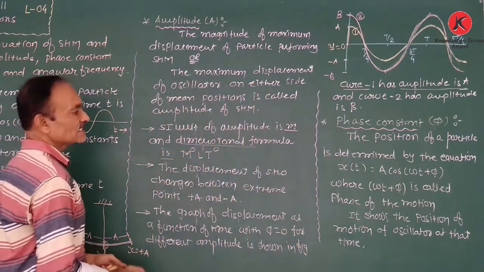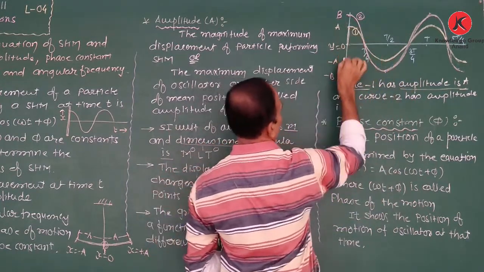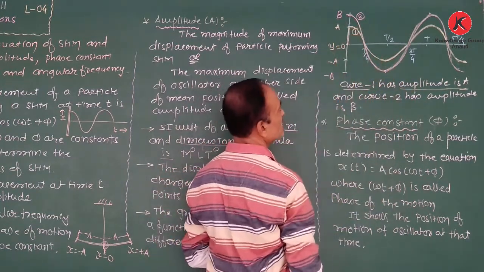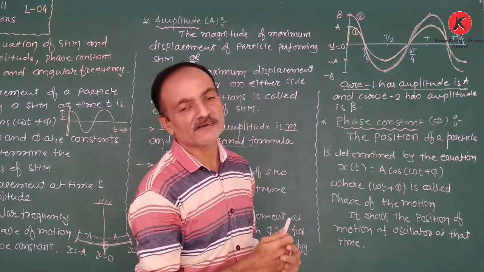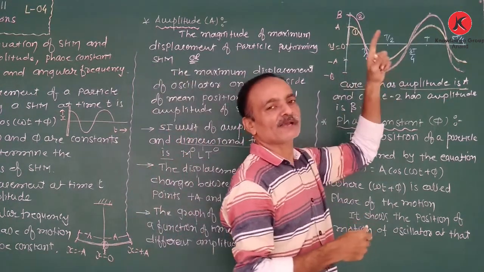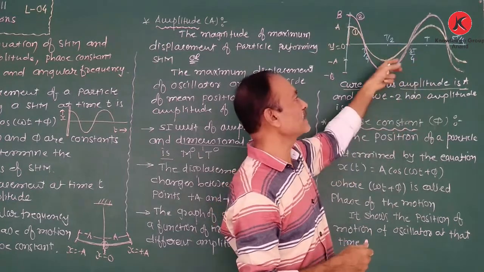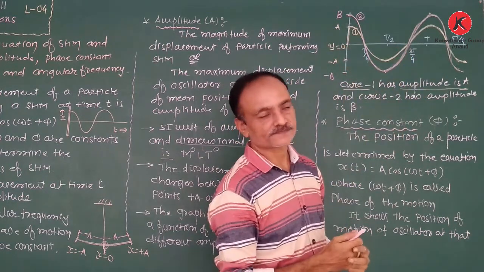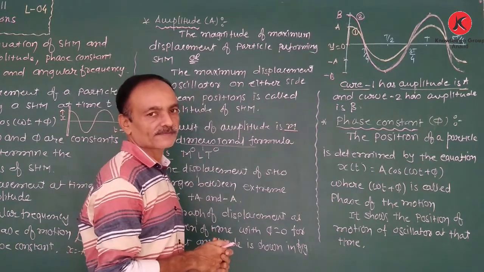Here one simple pendulum oscillates between plus A and minus A. Now the second simple pendulum oscillates between plus B and minus B. So both represent simple harmonic motion, and the amplitude or displacement versus time graph is shown in the figure. Okay. Now what is the phase constant phi?